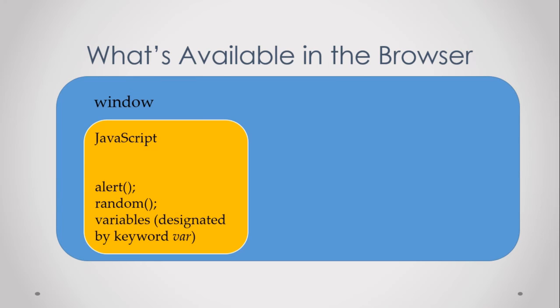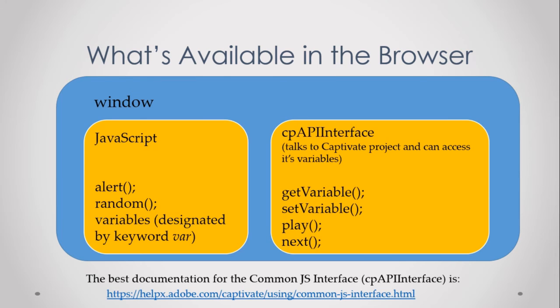Now there's also this special thing that's called cpAPIInterface, or also called the common JS interface. This is some code and tools that were created by the engineers at Adobe that allow you to access your Captivate project when you're viewing it through a browser. So as it says here, that's what talks to Captivate and allows you to access its variables. So some of the commands that you could use would be getVariable.